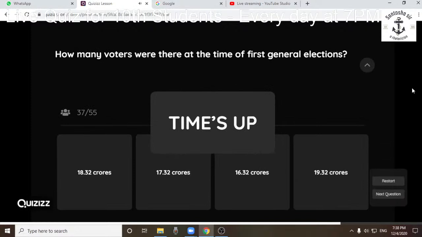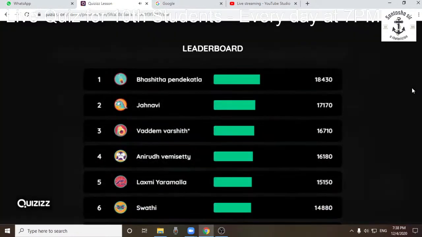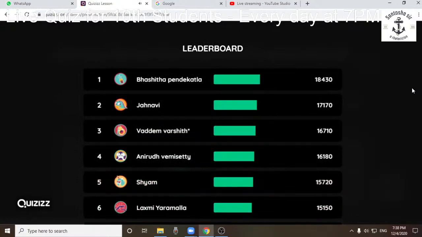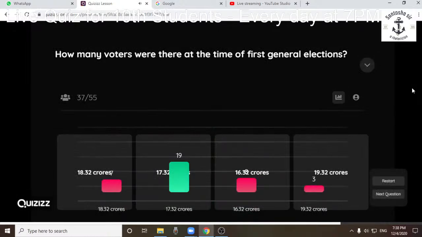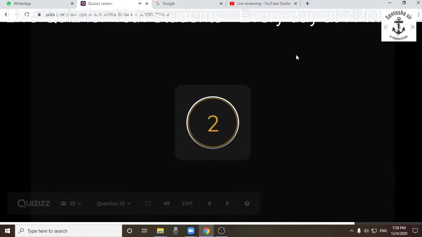Time's up. Let's check the scores. Bashita on the top, followed by Jahnavi, Varshit, Anirudh, Shyam, Lakshmi. 19 members answered this question right. Moving on to the next question. Question number 25.